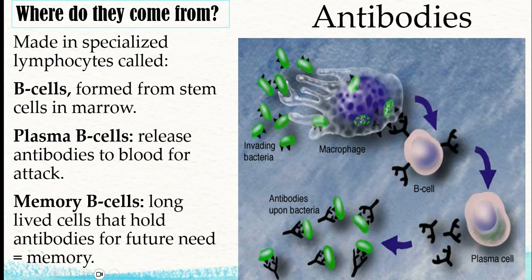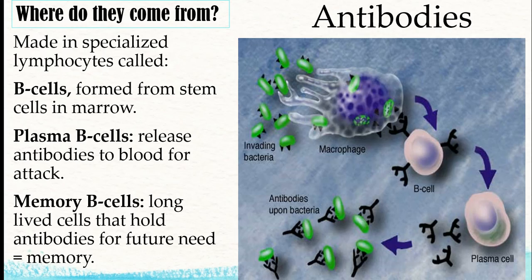Now, we also have a type of B cell called a memory B cell. So it won't actually do the work right away. What it will do is it will have a memory, okay? So it will stay in the cell, holding on to the antibody for future need. This is why if you have chickenpox once, you won't have it again. And the reason is that your B cells have a memory of it, and they'll start releasing all those antibodies.